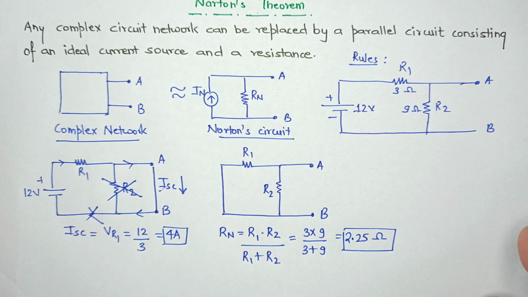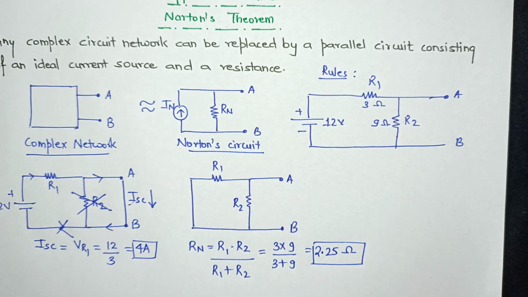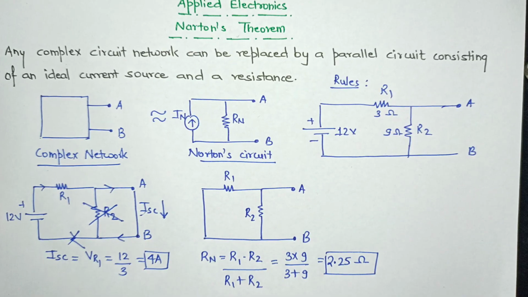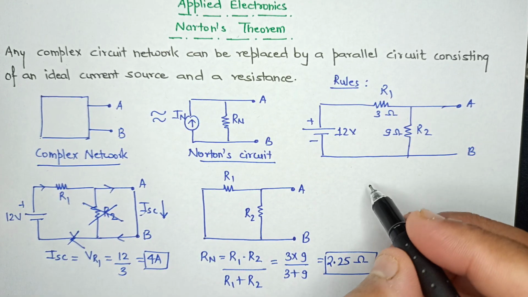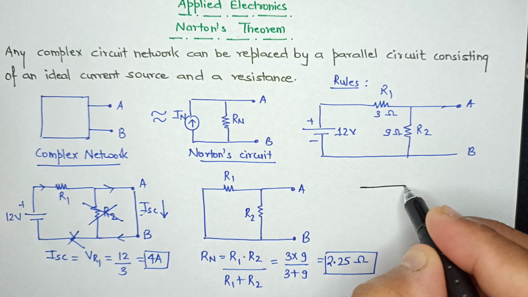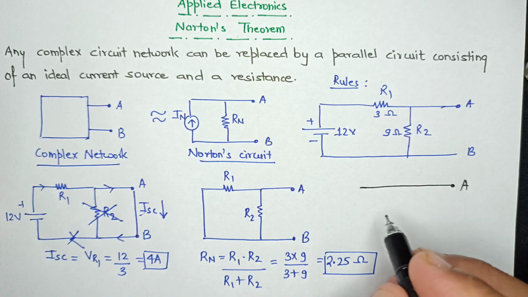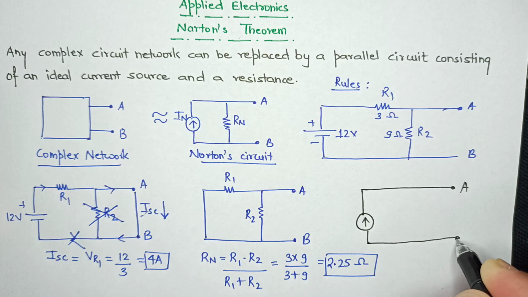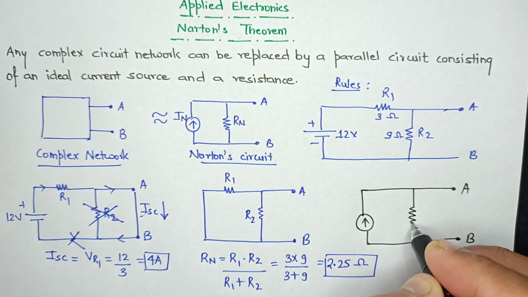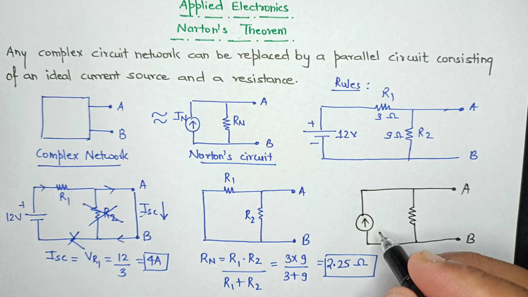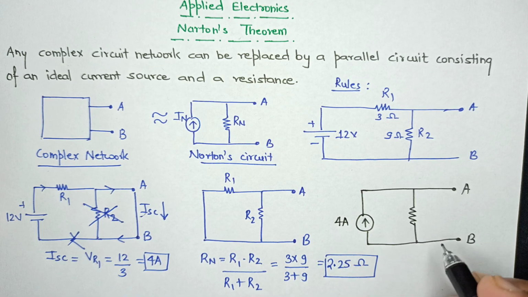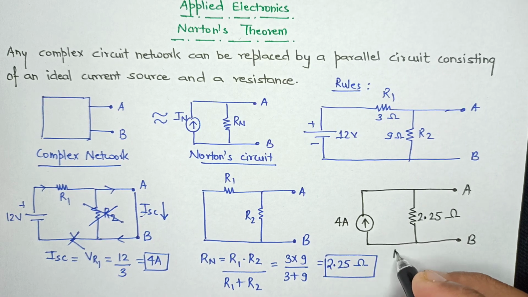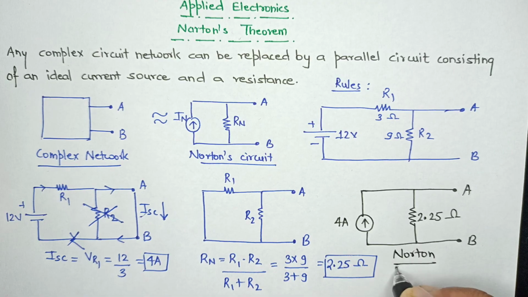Now all that is left is to draw the Norton's equivalent circuit. Let us do that with a black pen. First I will draw terminal A, then I will draw the current element, and then terminal B, followed by the Norton's equivalent circuit. The value of the current element would be 4 ampere and the value of the resistance would be 2.25 ohm, and this is the Norton circuit, the Norton equivalent.